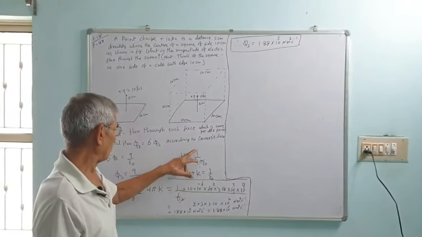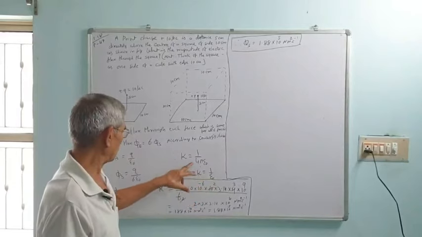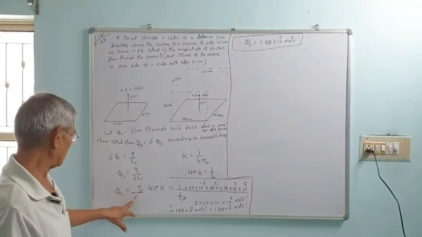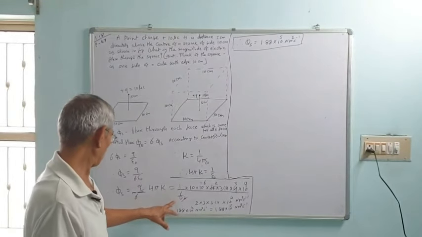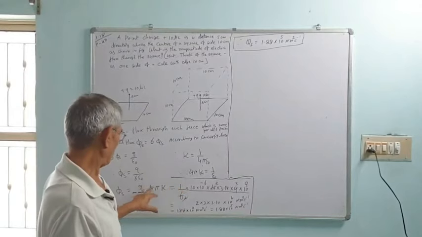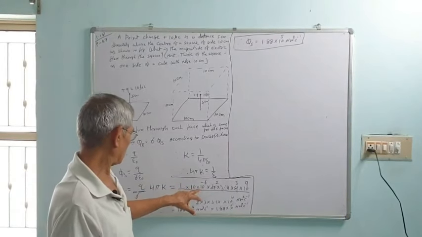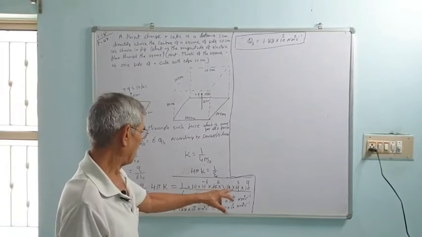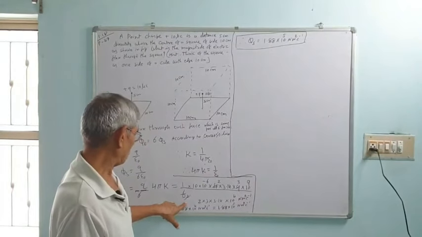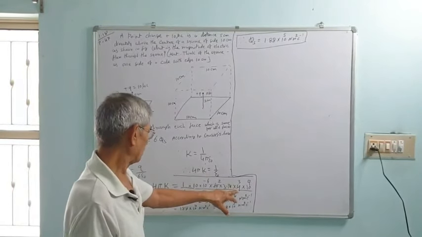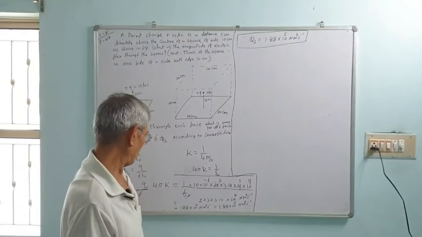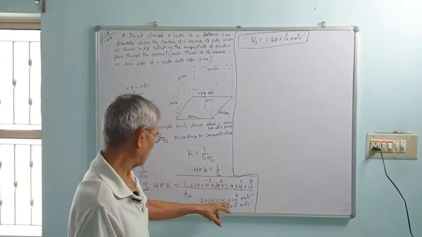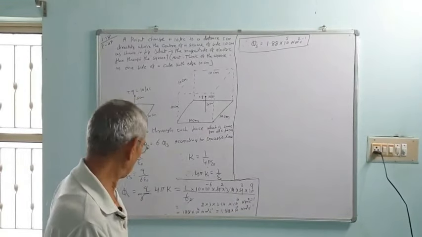Now we know k is equal to 1 upon 4 pi epsilon 0, so 1 upon epsilon 0 is equal to 4 pi k. Therefore, phi s is equal to q upon 6 into 4 pi k, that is 1 by 6 into q, which is 10 microcoulomb, 10 into 10 raised to power minus 6, into 4 into pi 3.14 into k, 9 into 10 raised to 9. This will cut 2 and this will be a 3. Again 2 will be cut; you can simplify yourself, that is 2 into 3 into 3.14 into 10 raised to 4 Newton meter square Coulomb minus 1.